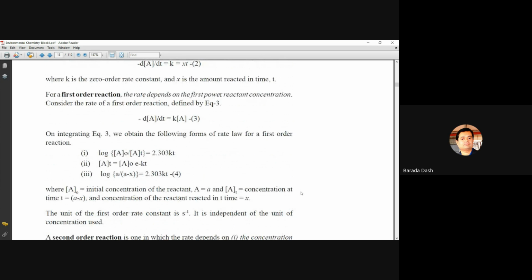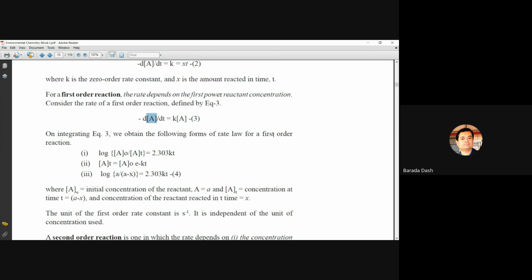For a first order reaction, the rate depends upon the first power of the reactant concentration. So what is the first order reaction? A first order reaction is one where the rate depends upon the first power of the reactant concentration. So what is the rate equation? Minus d[A]/dt equal to k into [A]. k is the first order rate constant, and d[A]/dt is the change of the concentration of reactant A with time.